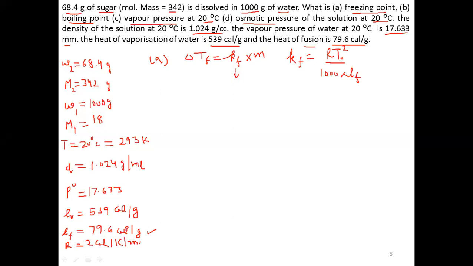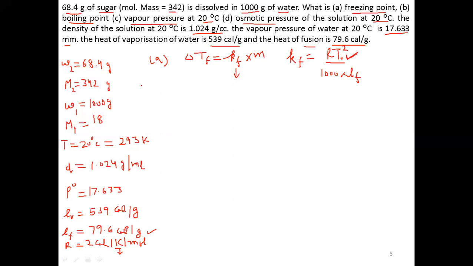So this is the value of R. Now, R we know, 1000 we know, LF we know. Now, freezing point of water. We have to be very careful, as the value of R says that temperature has to be in Kelvin. So we have to use the value of freezing point of water in Kelvin.